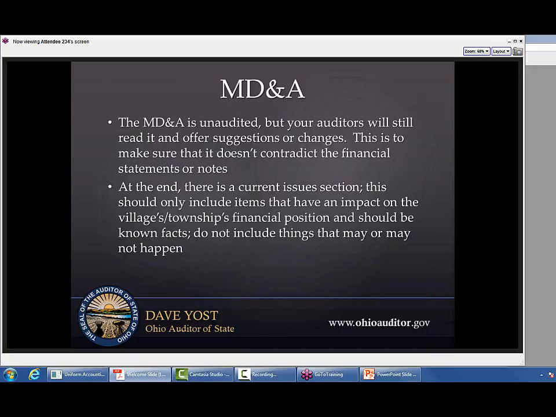At the end, there is a current issues section that should only include items that have an impact on the entity's financial position and should be known facts, not wish list things or things I wish would happen. Just state whatever has happened during the year, or if you have voted a levy on, you can put something in like that, saying this is going to affect us in future years, but the levy was voted on and passed during 2016.